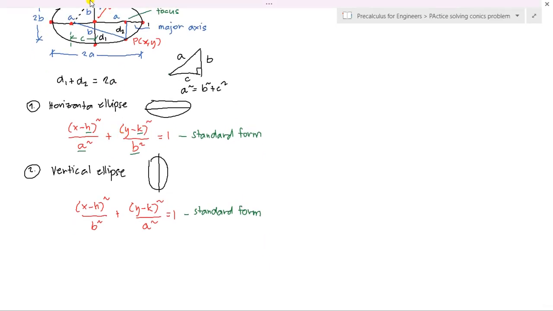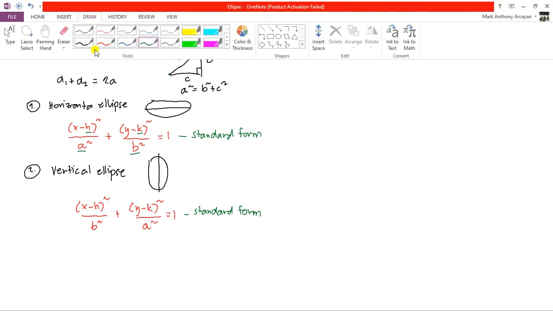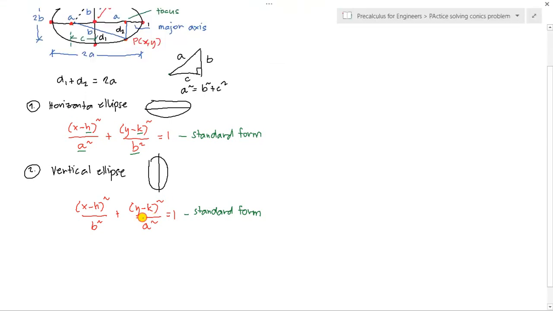And as you notice class, the value of a musunod siya sa kung asang axis mo parallel si major axis. So as you notice diri si a kay naa pod ni y, tungod kay ang major axis nato naka-parallel siya sa y axis. Whereas sa horizontal ellipse si a kay naa ni x, since sa horizontal axis ang orientation kay naka-parallel siya with respect to the x axis.